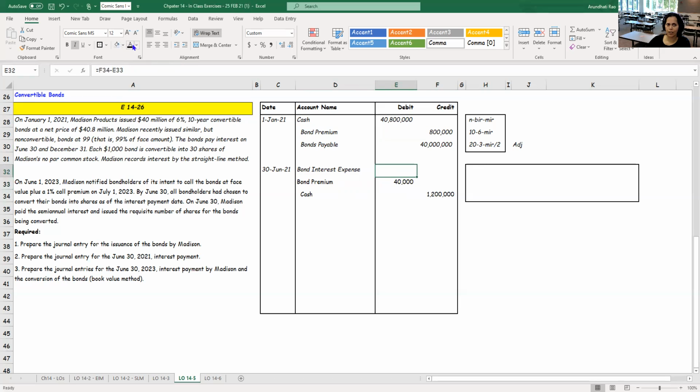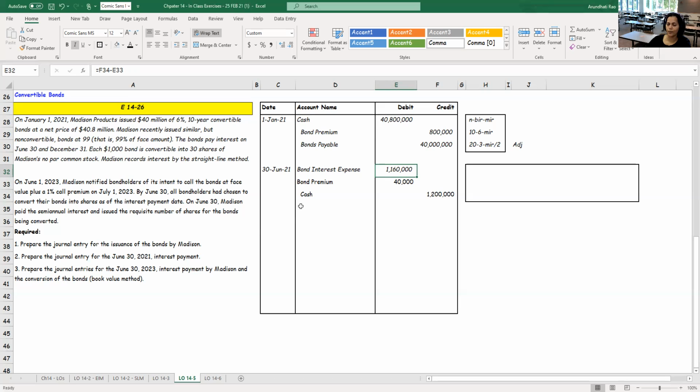The bond interest expense in this journal entry is a balancing figure, which is $1,160,000. Now this journal entry has to be repeated another 19 times, assuming nothing else happens, which it does. But it's going to be the same journal entry as we're using the straight line method.